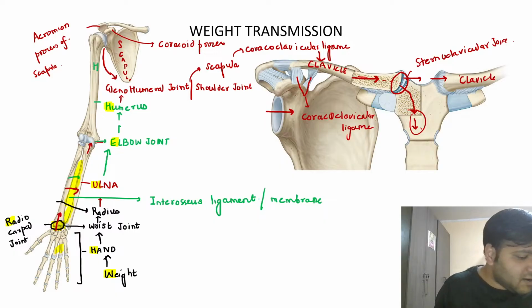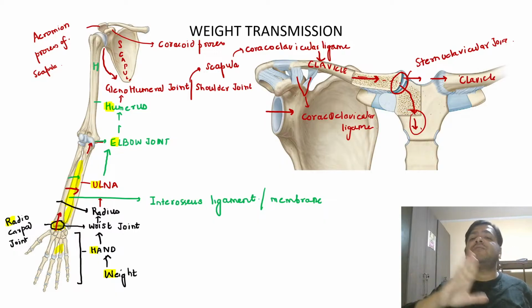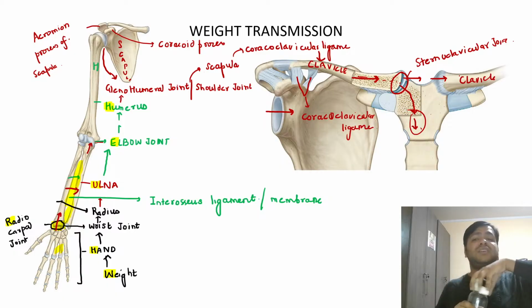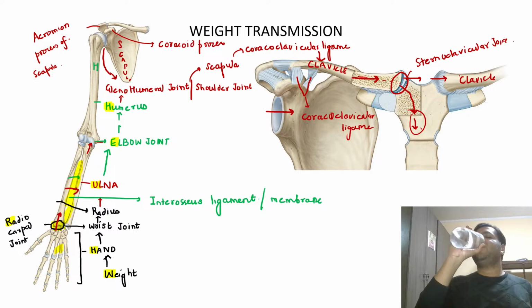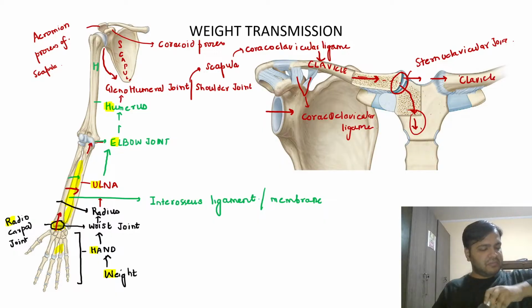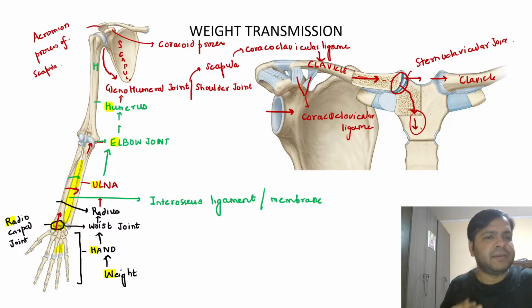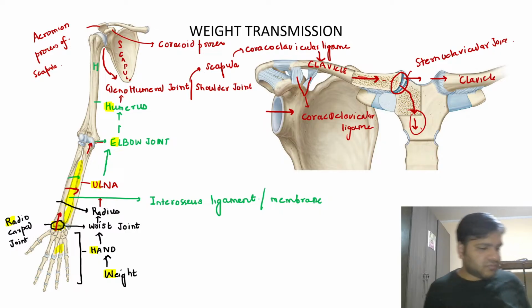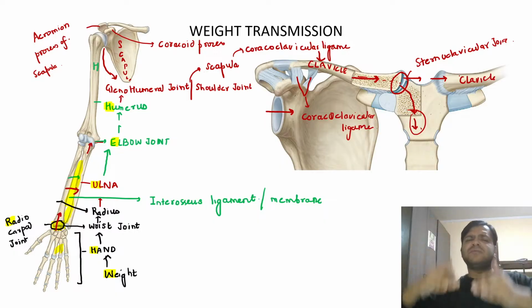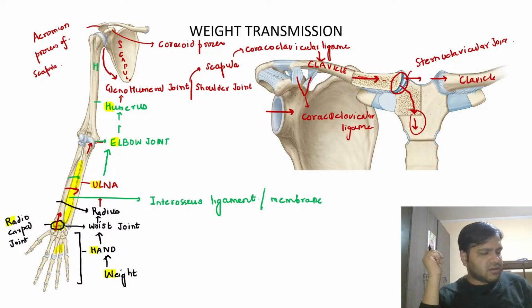Can anyone tell me which ligament is responsible for the transfer of weight from one clavicle to another? 90% of the weight goes to the sternum, but some amount of weight also gets transferred from one clavicle to the other.